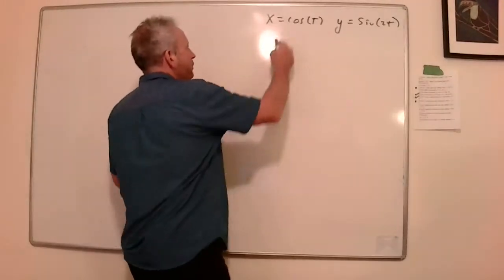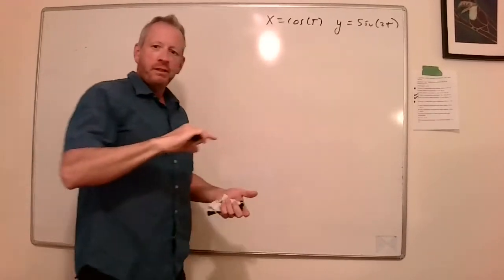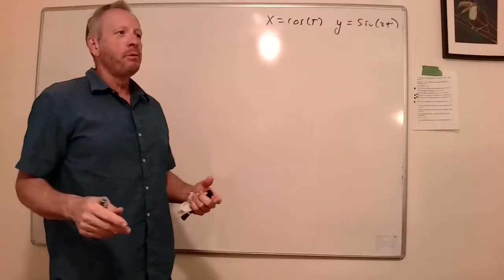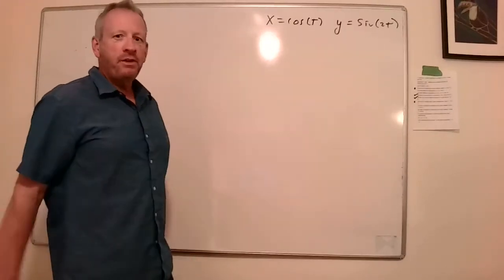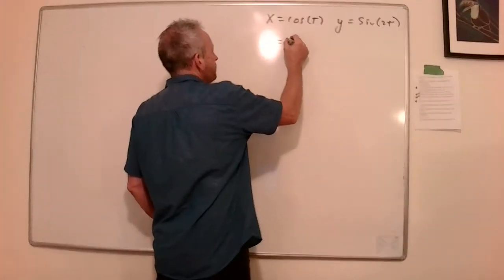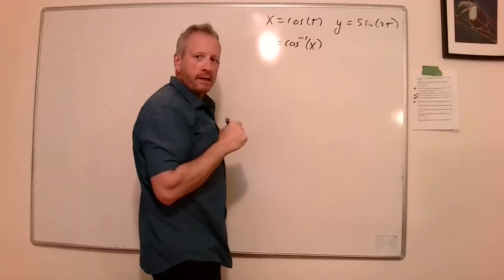Let's solve this one for t and substitute it in there. We'll get a function in regular rectangular coordinates, and maybe we'll say, oh yeah, I know what that is, and we'll be able to graph it like that. So from this, we get t is equal to cosine inverse of x. We'll substitute it in there.